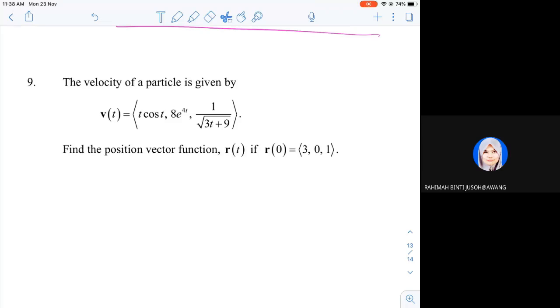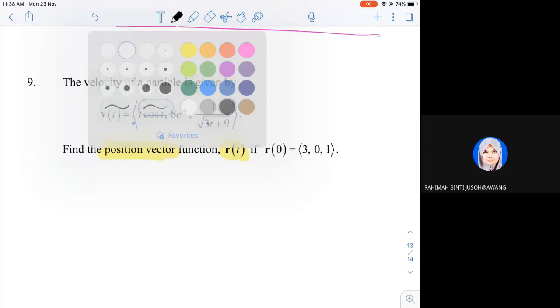Okay, what to do now? The question asks you to find what? Position. You have to find the position of r(t). So now what to do? Differentiate or integrate? Integrate. Okay, well done. We have to integrate.